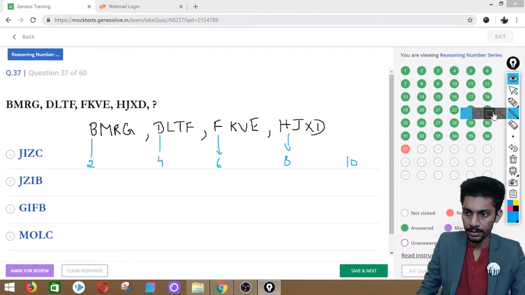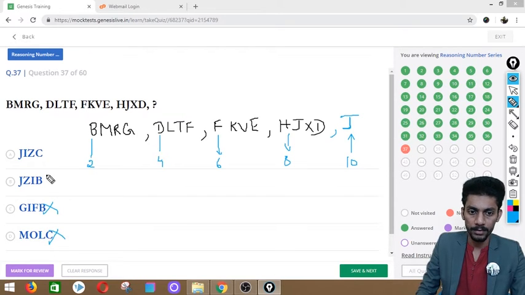Which is the 10th letter? The 10th letter is nothing but J. Now we got to know that option C and option D cannot be the answer. It should be either A or B. Okay, next we will check.